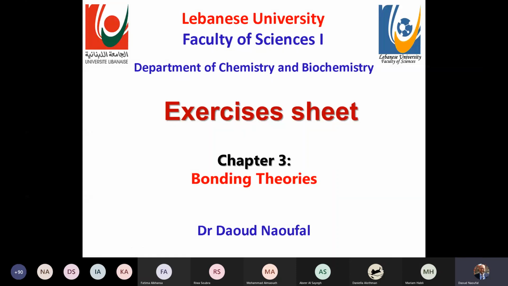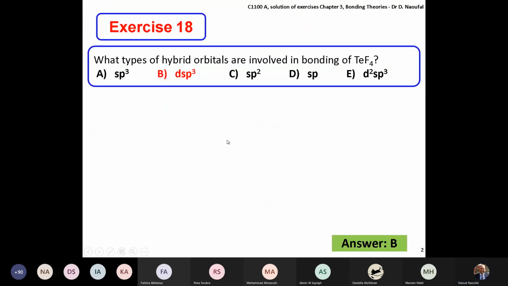We continue the exercises on the hybridization. We pass to exercise 18. What types of hybrid orbitals are involved in bonding in TeF4? So the Te, according to the periodic table, is in group 6 or column 16.